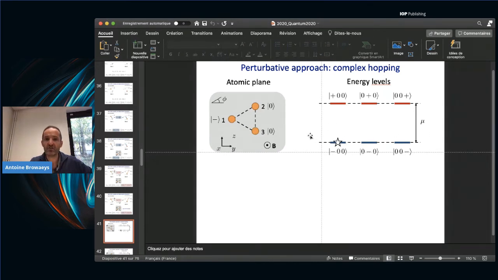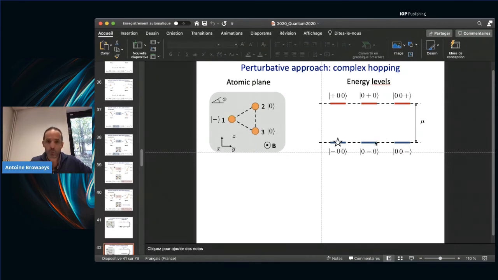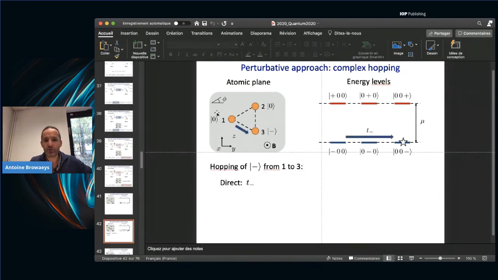So essentially, this is the 3-atom energy state, when the atoms are either in state minus or in state plus. Based on the fact that there is an energy mismatch mu, of course, they are not at the same energy. So this one is more energetic than this one. So now what can happen? I can have the transfer of the excitation which was initially in state minus from 1 to 3. So essentially the minus excitation hops from 1 to 3. And this can be done directly just by the T minus term, which I have introduced before, so just the exchange of the state of atom 1 and atom 3.